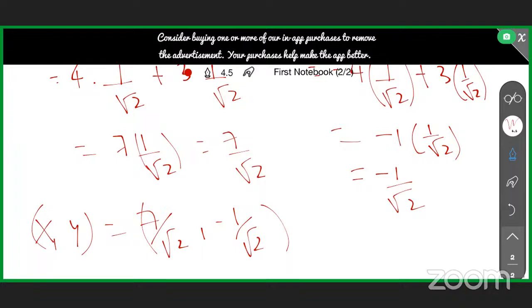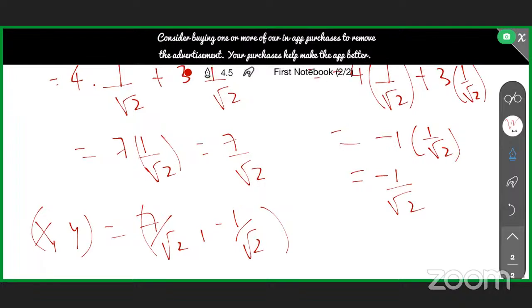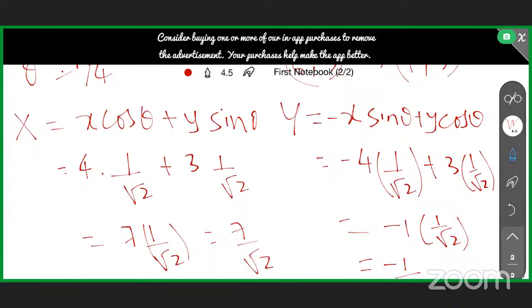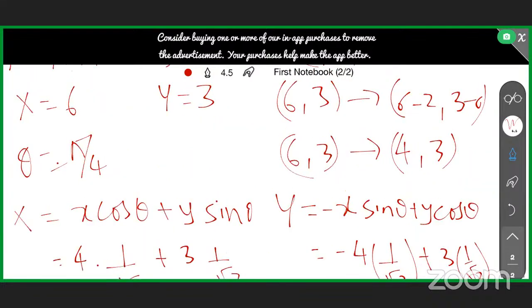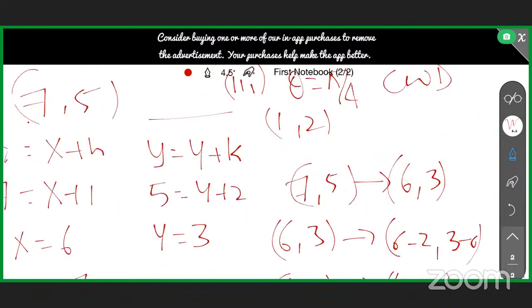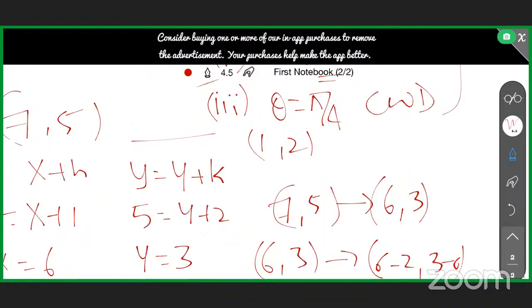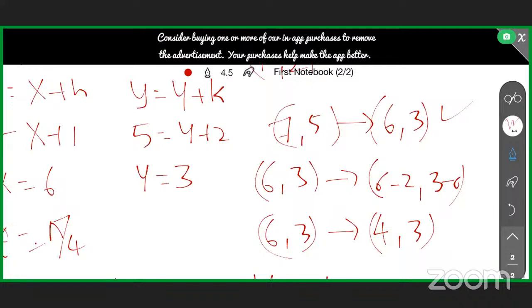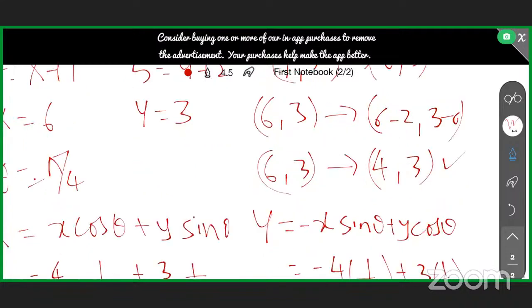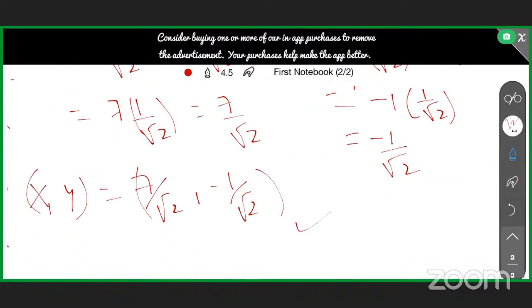Sir, why is there 4 comma 3? Why this 4 comma 3 means we are doing the second transformation. The point 7 comma 5 is undergoing 3 transformations. The first transformation, it is becoming 6 comma 3. The second transformation, it is becoming 4 comma 3. The third transformation is becoming 7 by root 2 comma minus 1 by root 2.